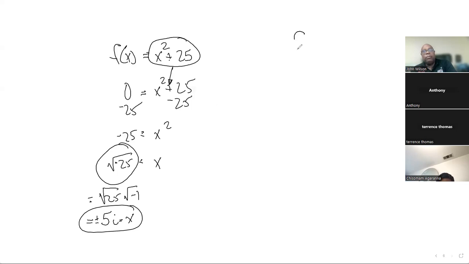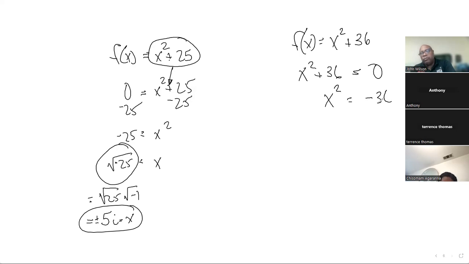Let's try another one. Keep it real simple at first. F of x equals x squared plus 36. All right, set it equal to 0. Then x squared is negative 36, which means that x is equal to plus or minus 6i.